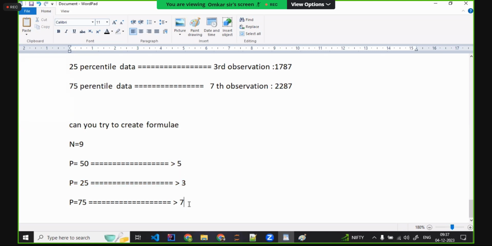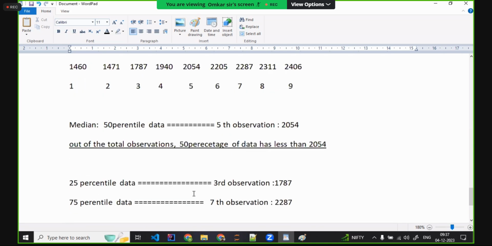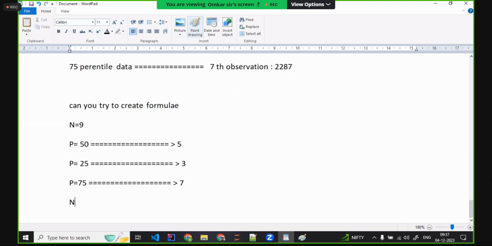Can you create a formula? If I provide n, if I provide 50, I need to get 5. Kind of like that. N divided by P. Tell me the formula. Can we take 2.5? Yes, we'll take 2.5. We'll see your formula is correct or wrong. N plus 1 divided by P. Divided by P, you are saying. That's it.